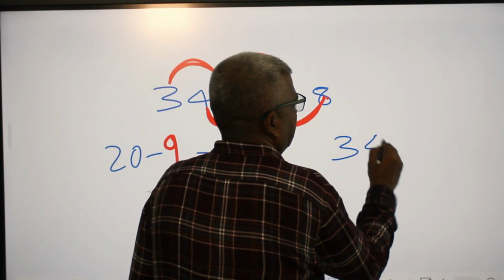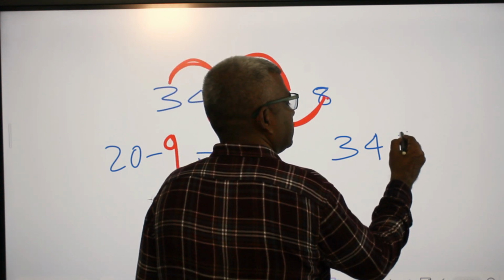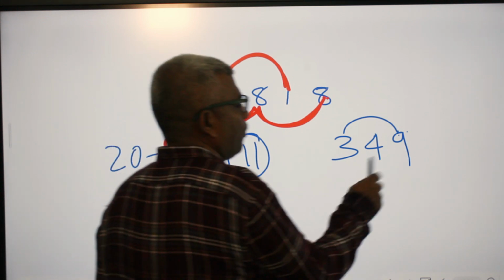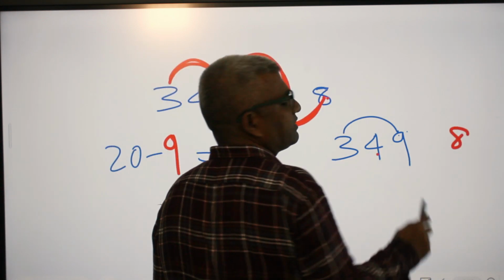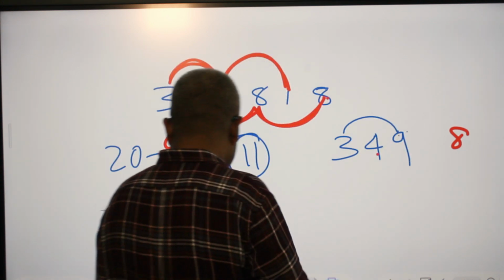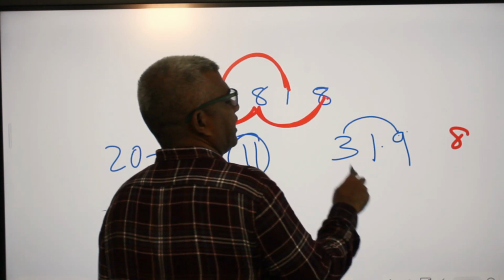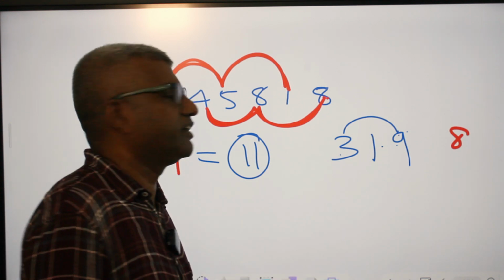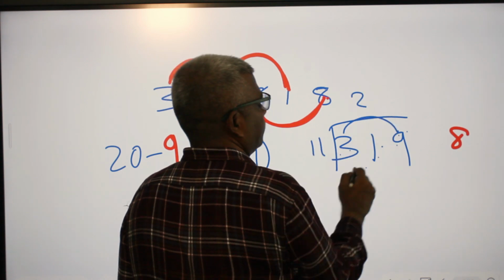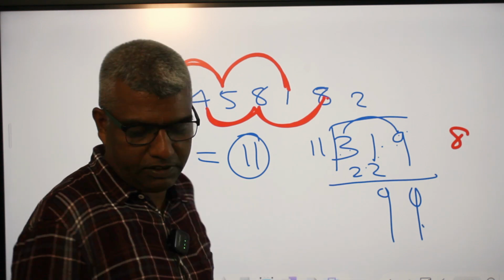For example, okay, here 3 plus 9 is 12. 12 minus 4 is 8. 8 is not divisible by 11. So 349 is also not divisible by 11. Suppose instead of 4, if 1 is there, 3 plus 9 is 12. 12 minus 1 is 11. Then 319 is divisible by 11. Check it out. For 31, 2 times 22. Then the balance is 99, 9 times, so the balance will be 0.